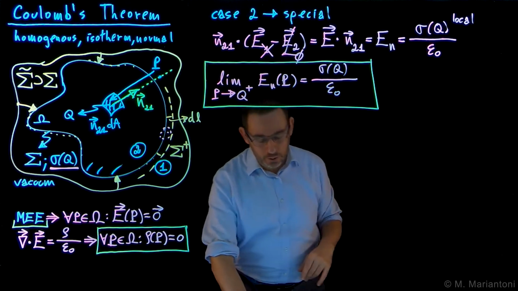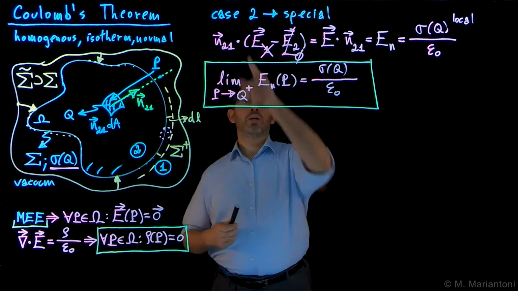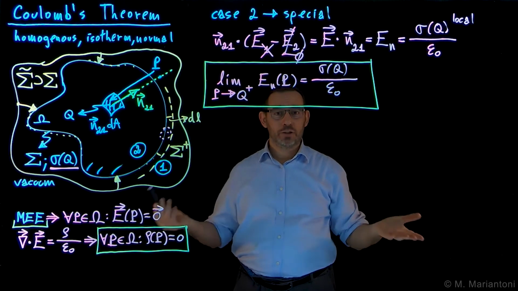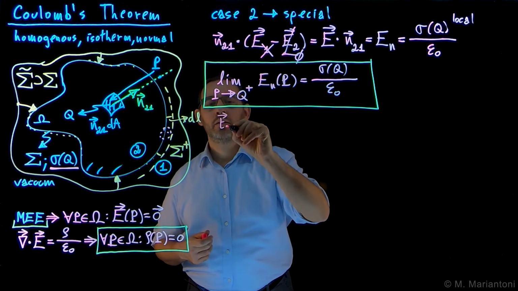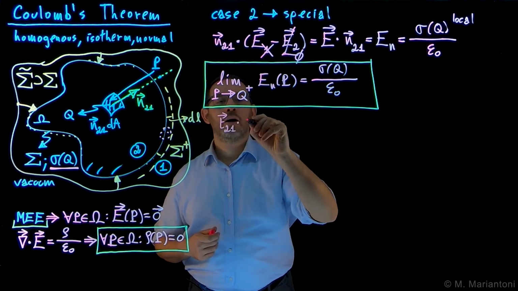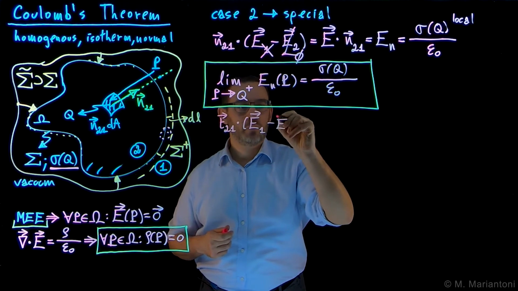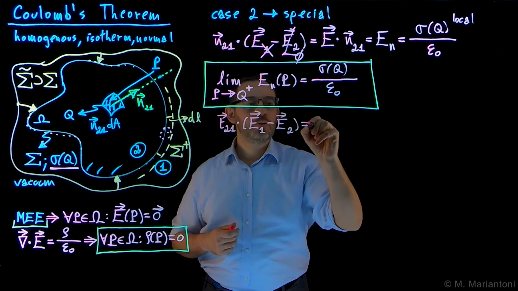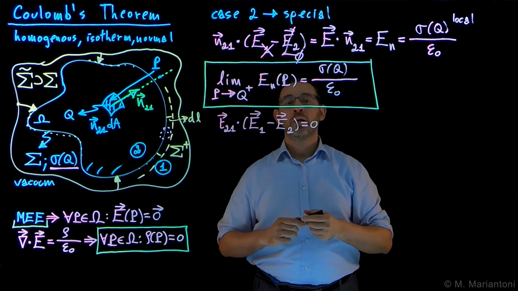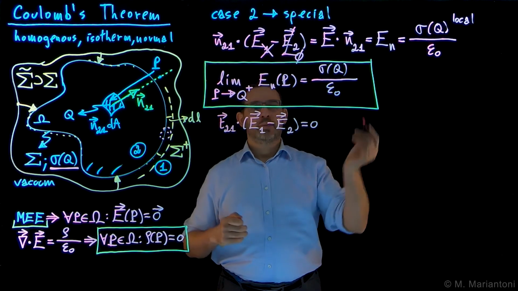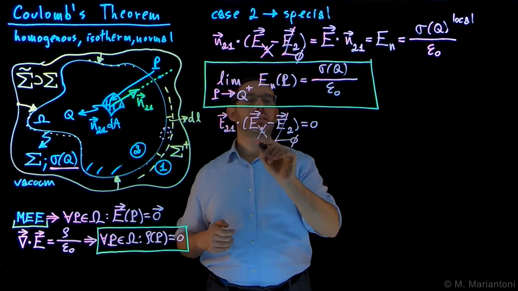Now let's continue with the second part of Coulomb's theorem. What is the second part of Coulomb's theorem? Well, we need to use the second part of case 2, which is the rotational property, that tells us that the projection along T to 1 of E1 minus E2 has to be equal to 0, continuity of the tangent components of the electrostatic field. Since again the field E2 is equal to 0, for E1 we can forget about this index.